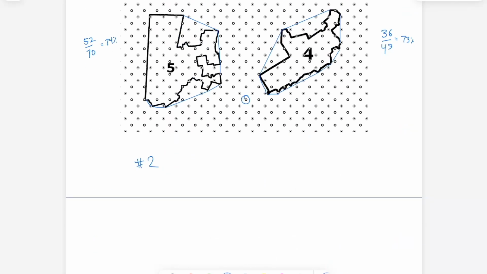So number 2 is the nicest. Numbers 1 and 3 are the weirdest. And then the other 2, 4 and 5, are kind of in between somehow. And the shape of the state as a whole is very nice.